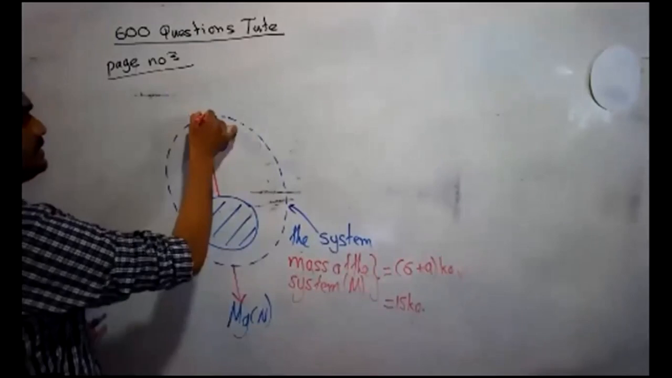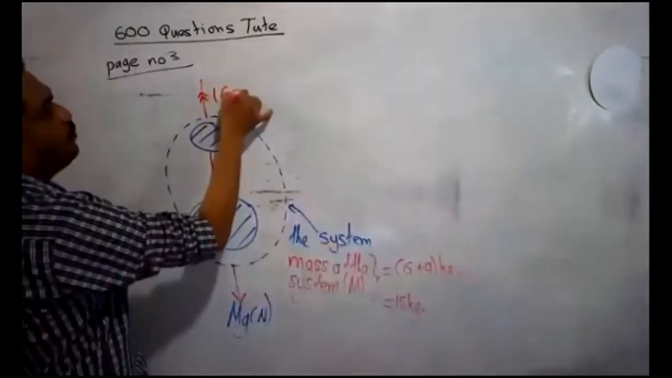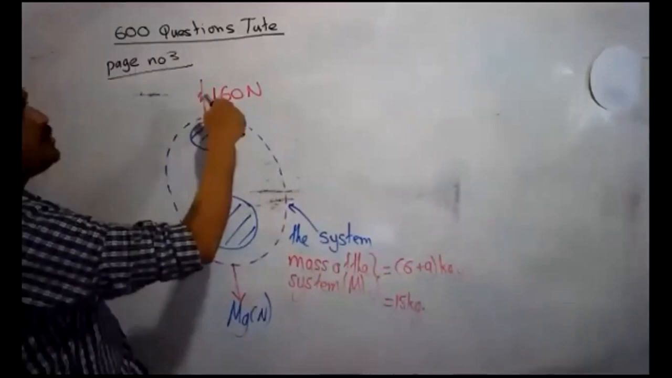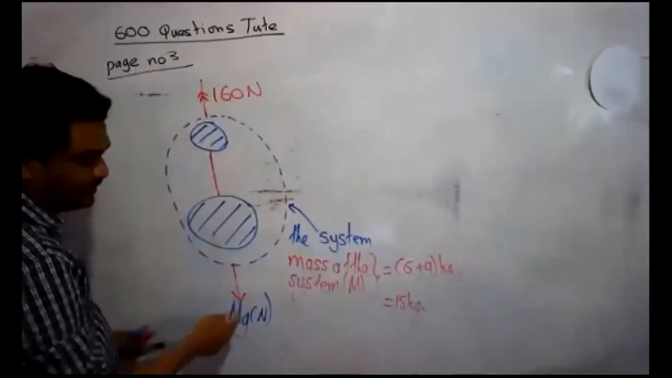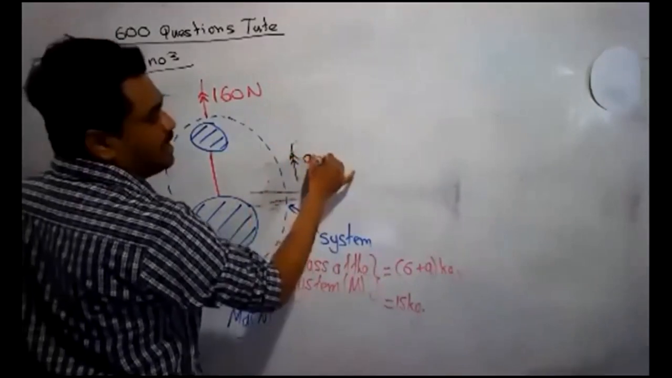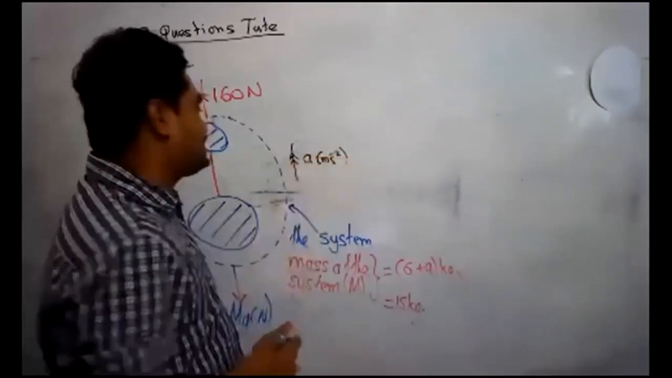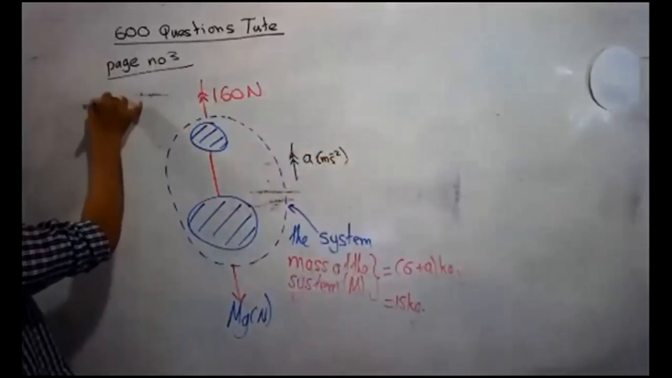The total force acting on the system is given as 160 newton. Under the influence of 160 newton and capital MG force, do not forget to use capital M, capital MG force, the entire system is moving up with an acceleration of simple a meter per square second. I'm going to find this simple a.